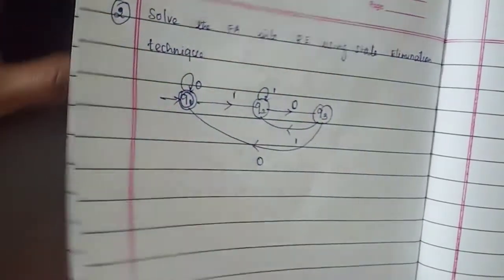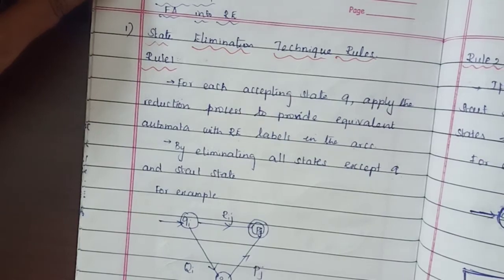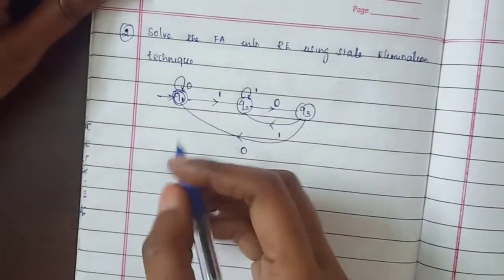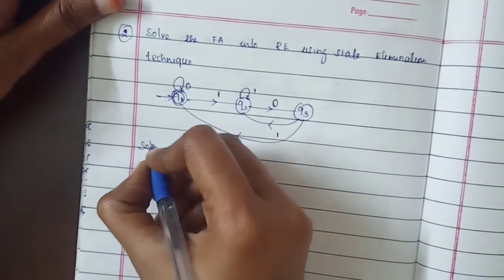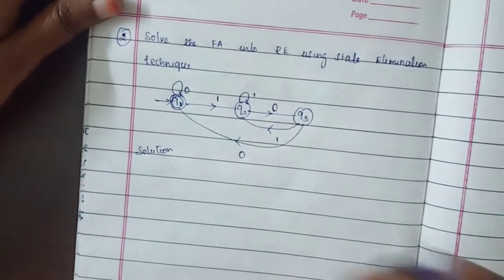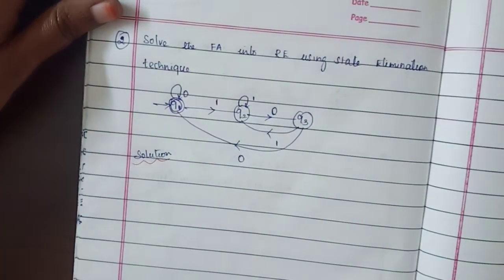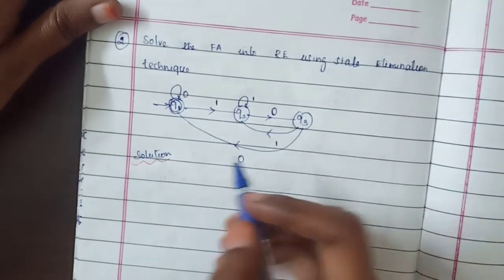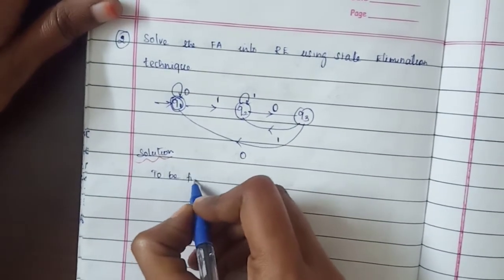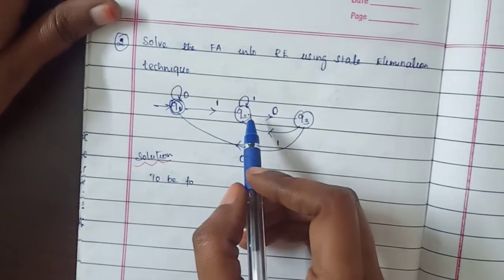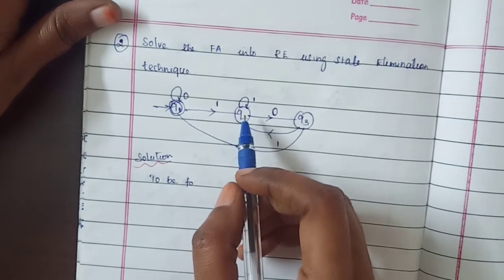As we discussed earlier in our lecture series, we have seen rules 1, 2 and 3, and now we are going to see the solution. Straight away, we are going to have the solution. Here we have three states, and we have to eliminate the intermediate states. So which states are unwanted? Here we need to eliminate those states.